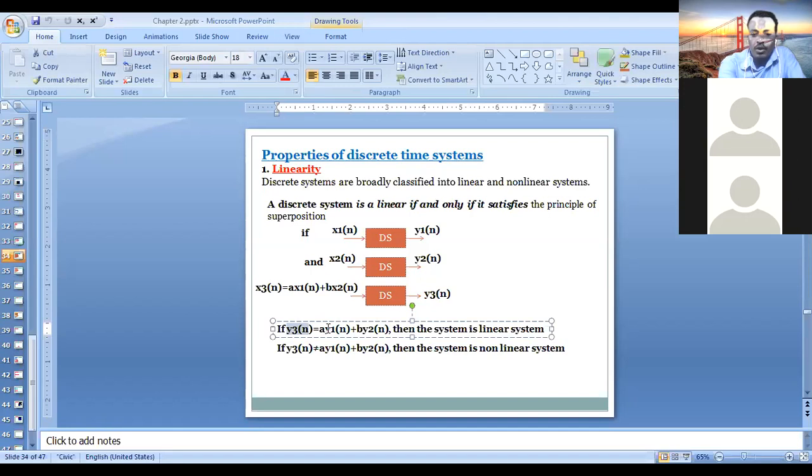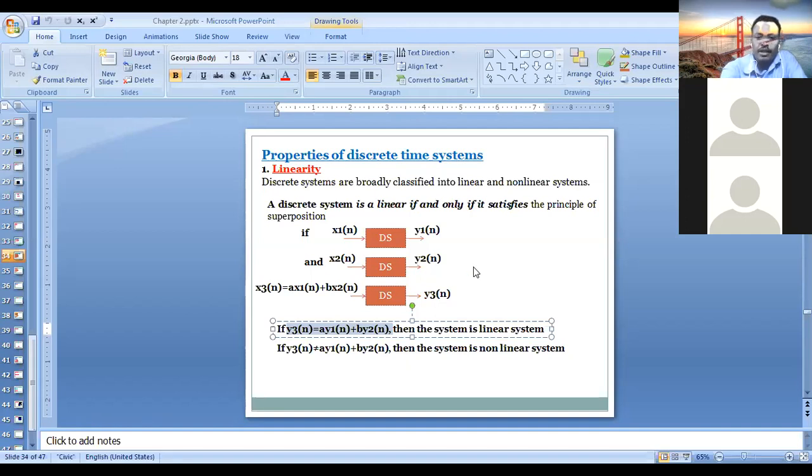Now, if you combine these two, as you can see here, we multiply this input by a constant, which is the homogeneity property. We add the two, which is called superposition. So what do you expect if a system is linear here? y1 of n multiplied by a, y2 of n multiplied by b, because of homogeneity, plus the two summed, because of superposition. In that case, the system is what we call a linear system.